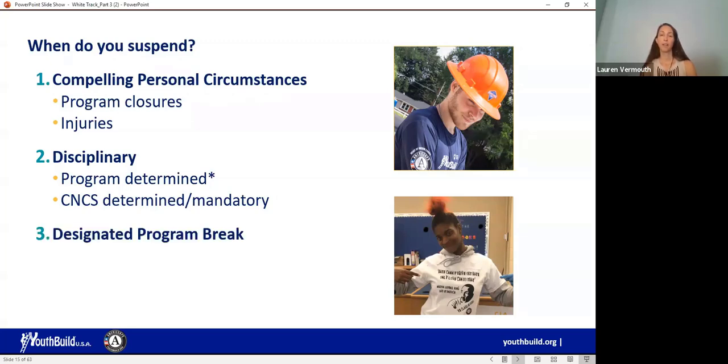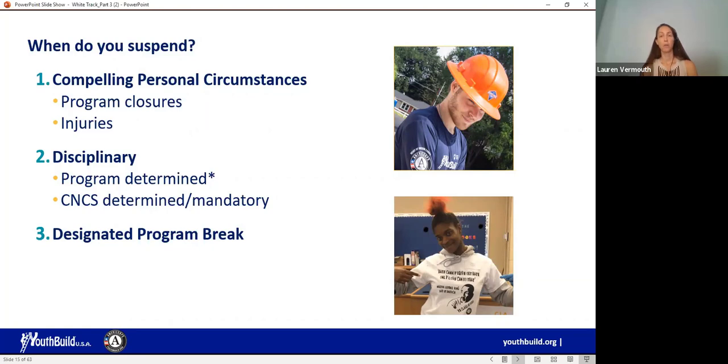And the final category is a designated program break. I think the best example is we have a lot of charter schools in our network, and they're closed during the summer. So we have several months in a row where there's no scheduled service activities. They will plan in advance to suspend all of their members for that period. A designated program break is not intended to artificially extend a member's service term. So we're not suspending every 3-day weekend, even a week at Thanksgiving. Your program design should allow for those days off and a member to still be successful in getting to 450 hours.